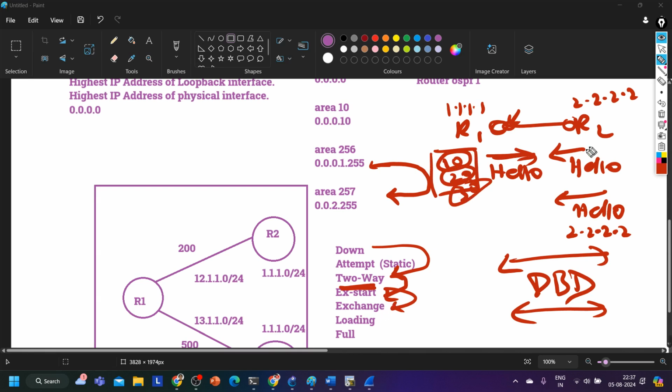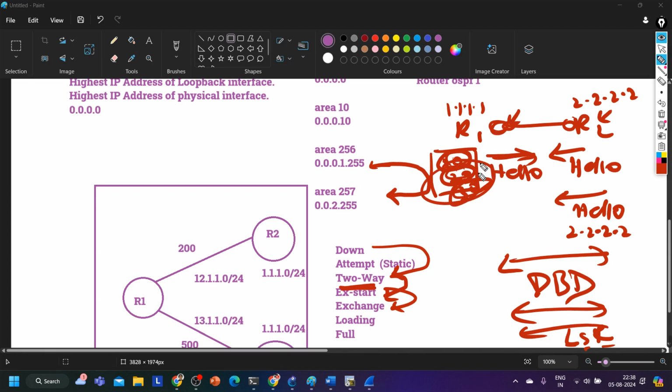In the exchange state, when router 2 receives the header message from router number 1, it will see, okay, router 1 has the 10 network, 20 network, 30 network. And suppose router 2 already has the 10 network. So router 2 needs the 20 and 30 networks from router number 1. So what is it going to send? LSR. In which state? In the loading state. LSR, link state request, means router 2 will request these two networks' information.